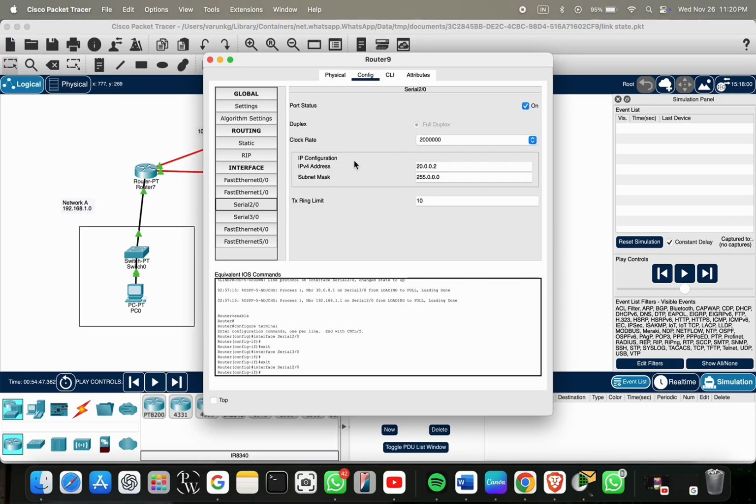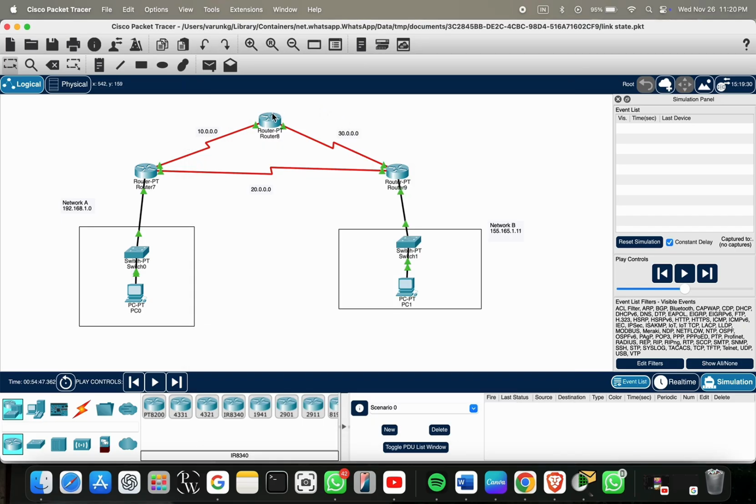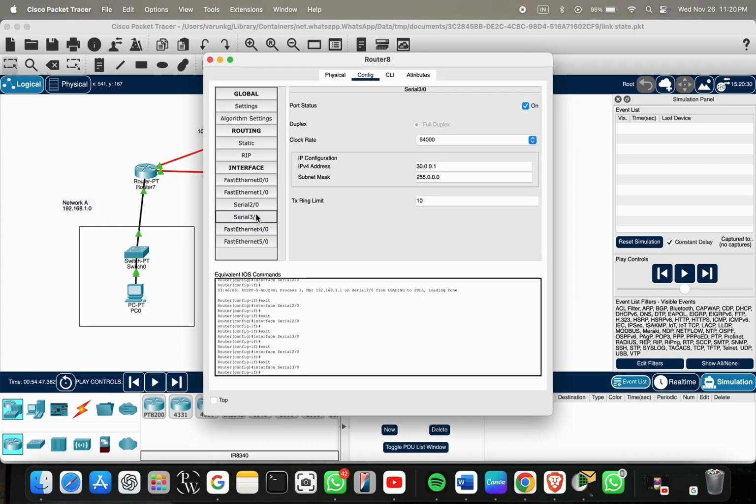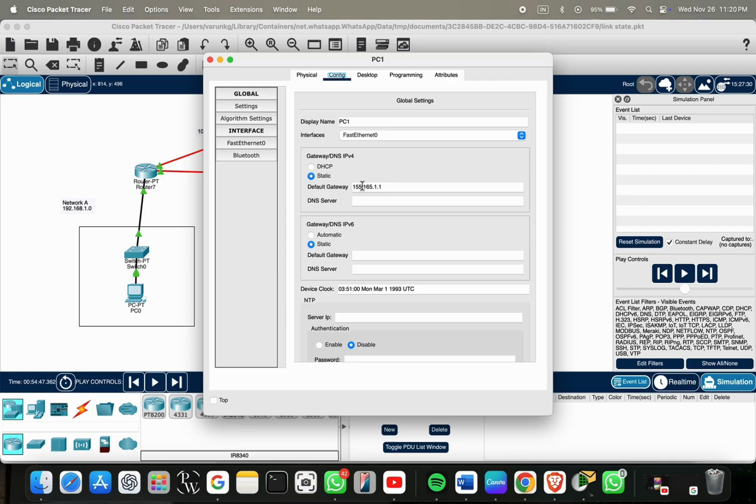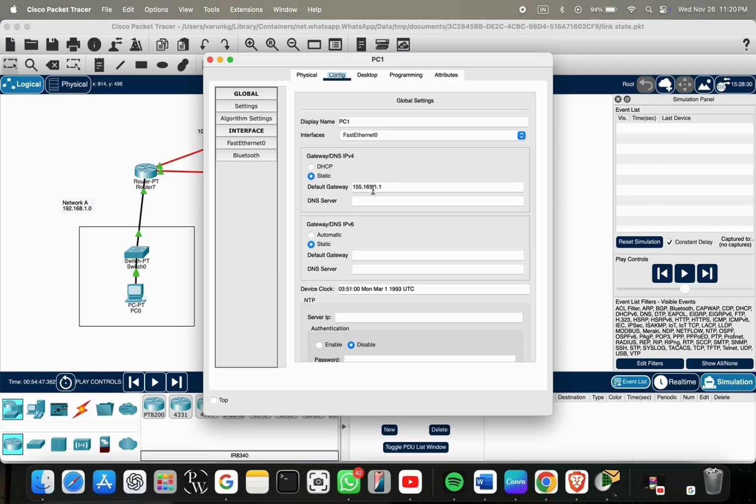In the second router, serial 2.0 is 10.0.0.1. Serial 3.0 is 30.0.0.1, and as you can see here, all are on and connected, and this is connected to PC2. The PC2 configuration, as you can see, is 155.165.1.1.